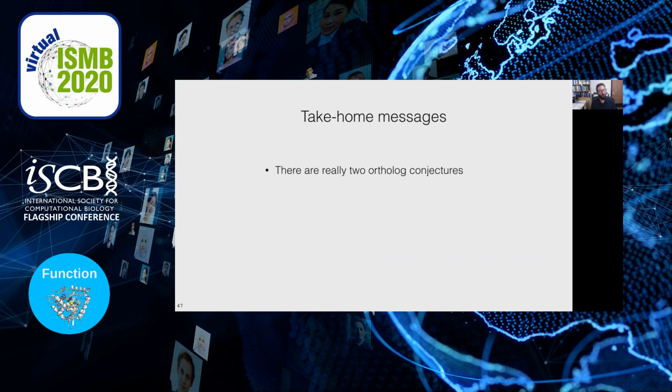So here are my take-home messages. There really are 2 ortholog conjectures. There's an evolutionary conjecture and a function prediction conjecture. The evolutionary conjecture is very hard to test. I think there are some exciting new technologies that might allow us to test it, but it's really hard to get around lots of the biases. So the function prediction conjecture, the ortholog conjecture, is overwhelmingly rejected. Orthologs are not more functionally similar than paralogs.